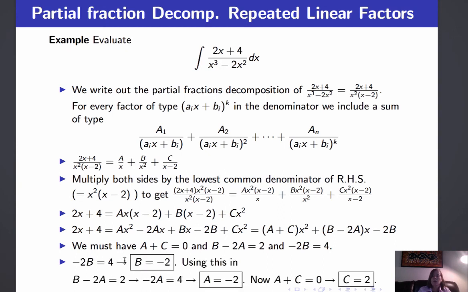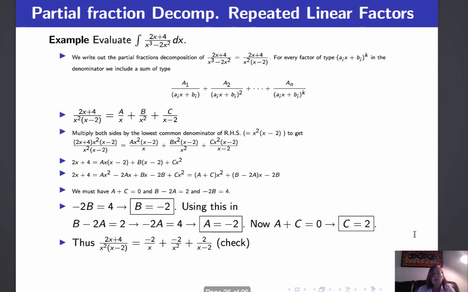Now immediately you can solve for b here, and you can write a in terms of c. So using minus 2b equals 4, we get b equals minus 2 straight off the bat. And plugging that into b minus 2a equals 2, we get minus 2 minus 2a equals 2, or minus 2a equals 4, and a equals minus 2. And now, of course, a plus c is 0, so c has to be equal to minus a, which is 2.